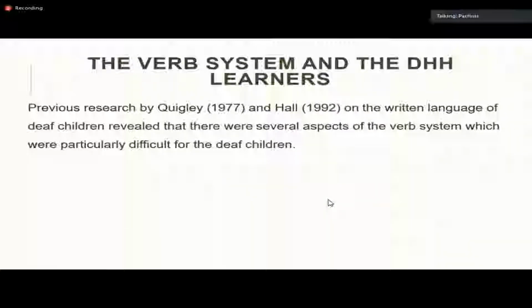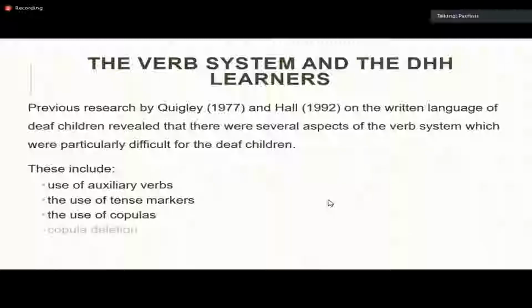So I looked at a study by Quigley and Hall, who examined deaf writers, Quigley in the US and Hall in Jamaica, and found that both of them surmise that auxiliary verbs, tense markers, copulas, and the verbal system as a whole were difficult for deaf learners. So the productions don't often mirror what is expected from English because of the disparity between the languages, the difference between the grammatical systems of the different languages.